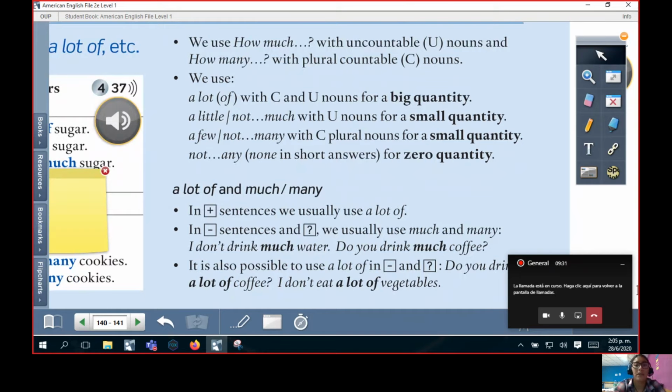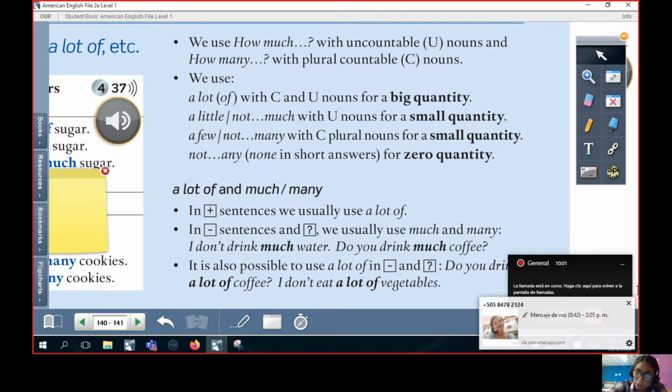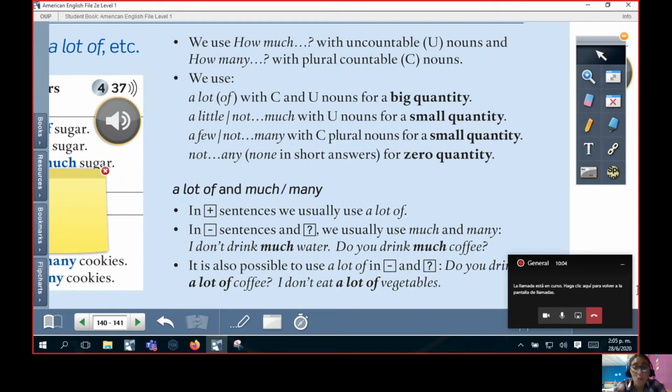Now let's see a lot of and much, and many also. In the positive sentence, in the positive meaning, we usually use a lot of, like something that is great. She has a lot of money, something great. In negative sentences and questions, we usually use much and many. I don't drink much water. Do you drink much coffee? That is like a superlative way to say that it's something that is too much.